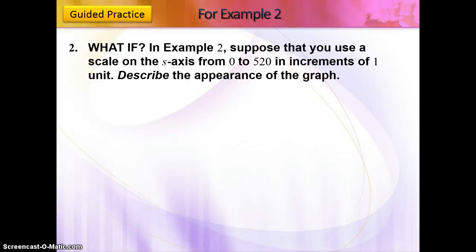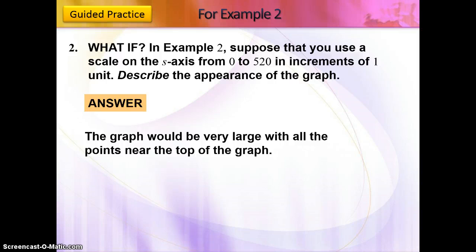Here's a guided practice to follow example 2. What if? In example 2, suppose that you use a scale on the s-axis from 0 to 520 in increments of 1 unit. Describe the appearance of the graph. Well, what happens is, because most of the data is above 510 and maxes out at 520, you'll have a big gap at the bottom where there's no data points at all. So all the data points would be at the top of the graph with a lot of blank space below it.